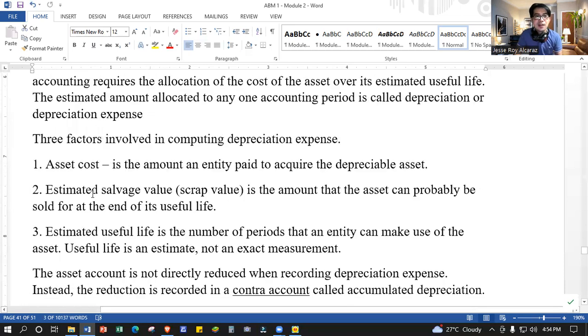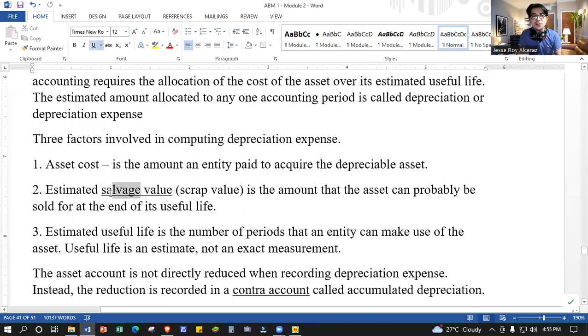Okay. 3 factors or 3 terms that you need to be familiar with. Number 1 is asset cost. It is the amount an entity paid to acquire the depreciable asset. So, pinaka-basic lang, kung pila mong gibayad for that long-lived asset, then that is your asset cost. Number 2, estimated salvage value or scrap value. So, assets, after using them for quite some time, naana siya resale value. Or in other words, salvage value or scrap value.